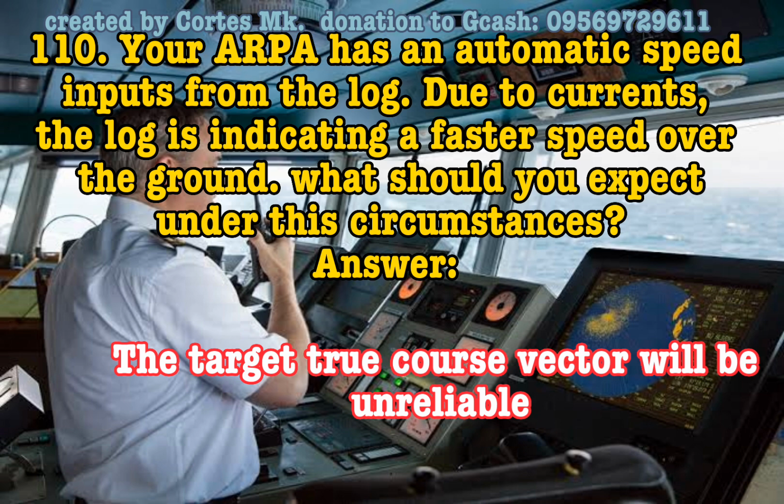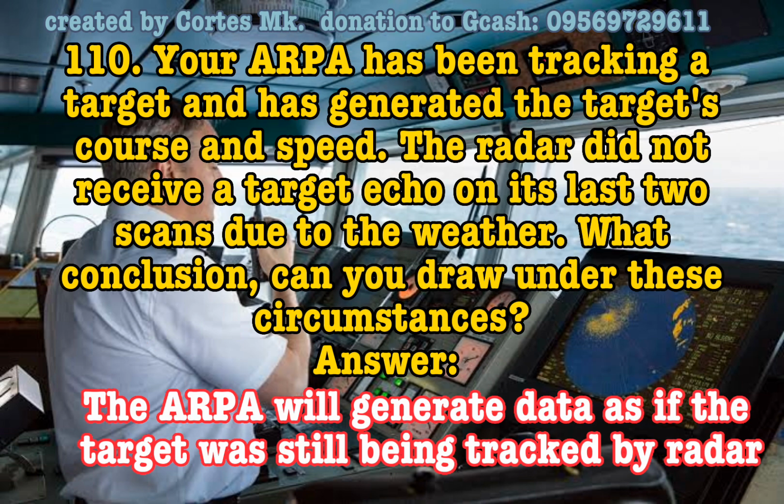110. Your ARPA has an automatic speed input from the log. Due to currents, the log is indicating a faster speed over the ground. What should you expect under these circumstances? Answer. The target true course vector will be unreliable. 111. Your ARPA has been tracking a target and has generated the target's course and speed. The radar did not receive a target echo on its last scans due to the weather. What conclusion can you draw under these circumstances? Answer. The ARPA will generate data as if the target was still being tracked by radar.